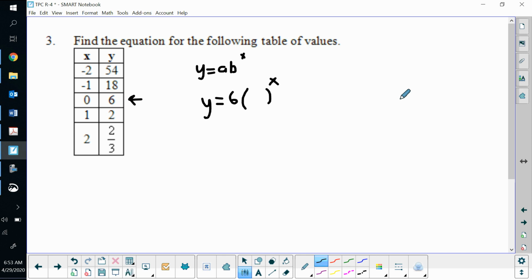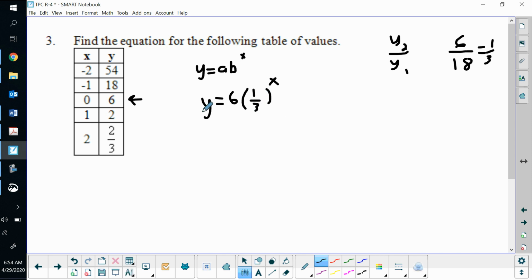Now, the b value is our successive ratio, and you get that by doing y2 divided by y1. So what that means is take any y value and divide it by the one before it. So let's say we took the 6, divide it by the one before it, which is 18. That reduces to 1/3, so our b value is just 1/3.